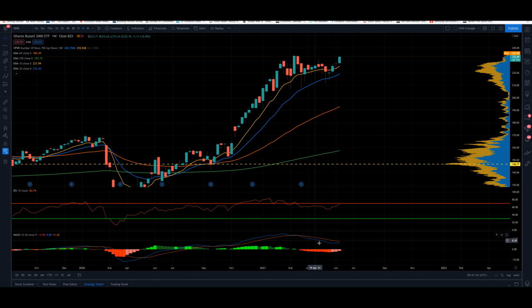MACD short-term moving average is cooling off. Bearish bars here on the histogram are lightening. The shorter-term average is starting to turn up towards the longer-term average, looking for a bullish cross.